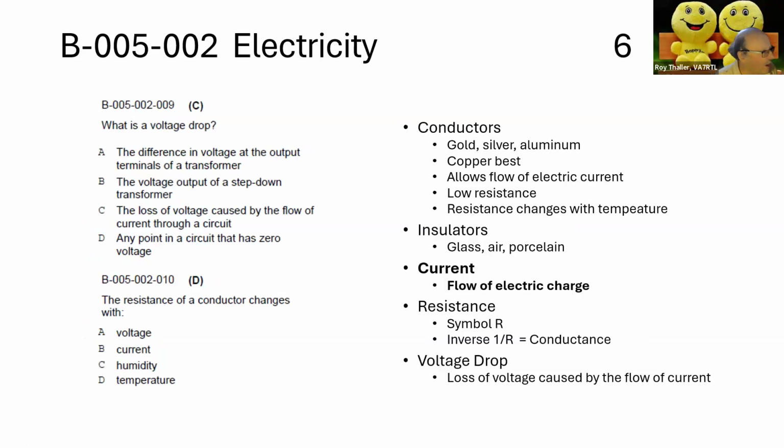What is a voltage drop? So when you look at this, the best answer here is the loss of voltage caused by a flow of current through a circuit. So C is the correct answer. The resistance of a conductor changes with, so that would be temperature.